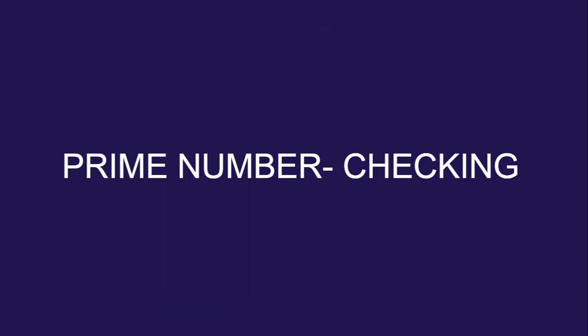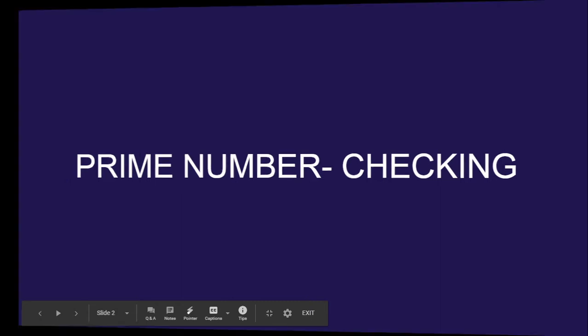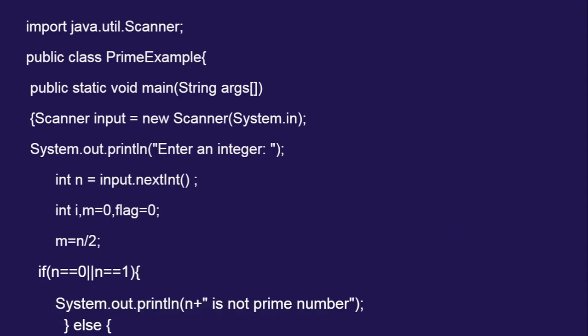Hello everyone, in this video we are going to learn the prime number program: how to check whether the given number is a prime number or not. We already know the logic of what a prime number is. A prime number is a number which is divisible by itself and 1. That means a number that has no proper divisors.